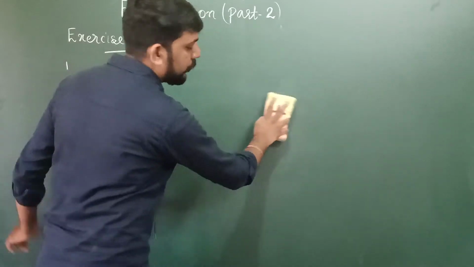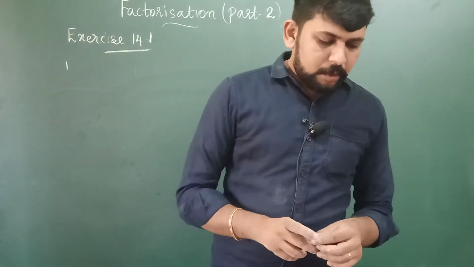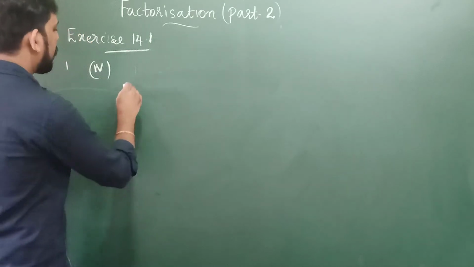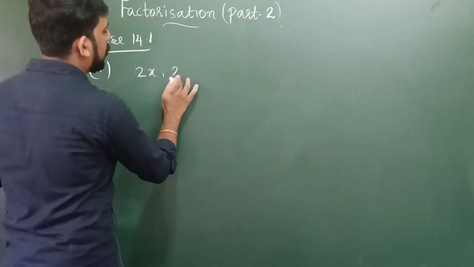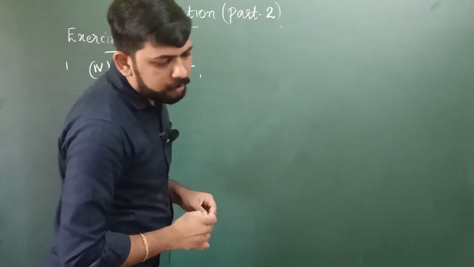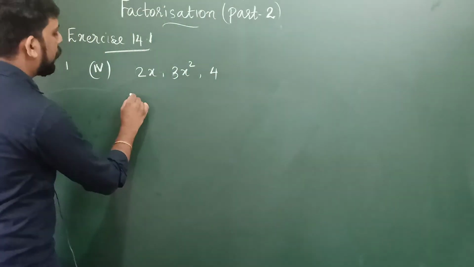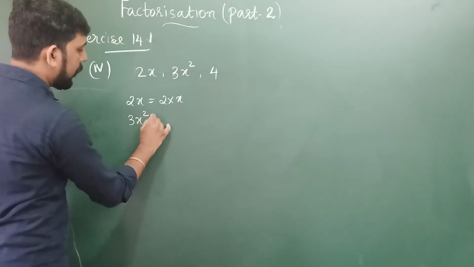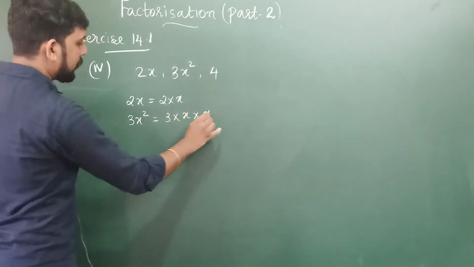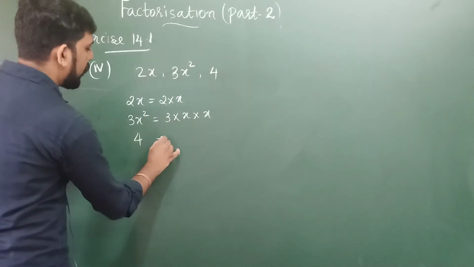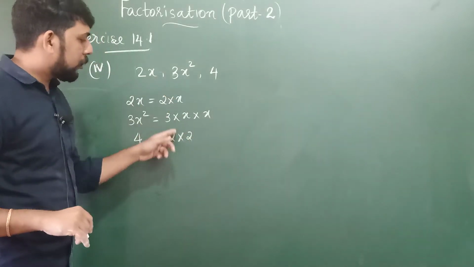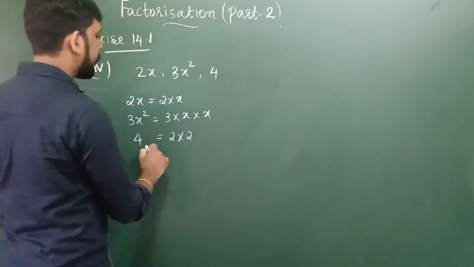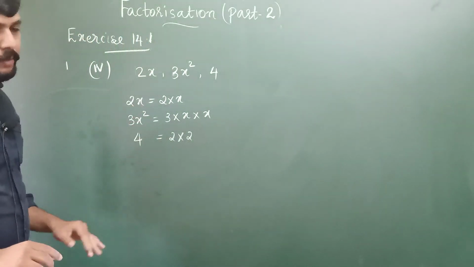Then next question, fourth sub question, that is 2x, comma, 3x square, comma, 4. So 2x can be written as 2 into x, then 3x square means 3 into x. Then 4, that is 2 into 2. Is there any common factor? No. There is no common factor, so write like this only.